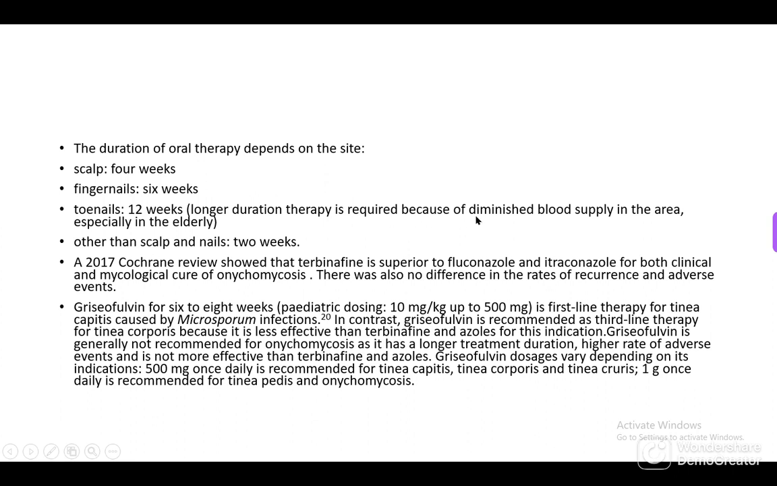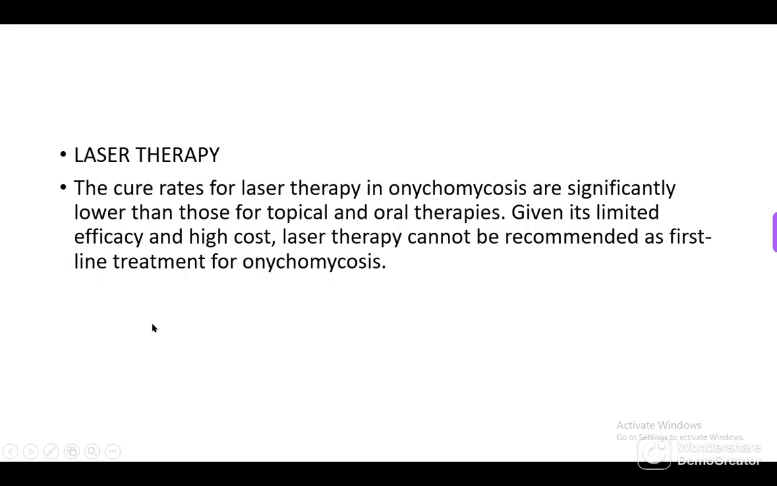Longer duration therapy is required because of diminished blood supply in the area, especially in the elderly, and other than the scalp and the nails, it is 2 weeks. Terbinafine: a Cochrane review in 2017 said that terbinafine is superior to fluconazole, although it is a very strong antifungal agent, and itraconazole, for both clinical and mycological cure of onychomycosis, especially when the nails are involved. There has also been a difference in the rates of recurrence and adverse events. Griseofulvin for 6 to 8 weeks, pediatric dose is 10 milligram per kilogram, but even up to 500 milligram. The first line of therapy.